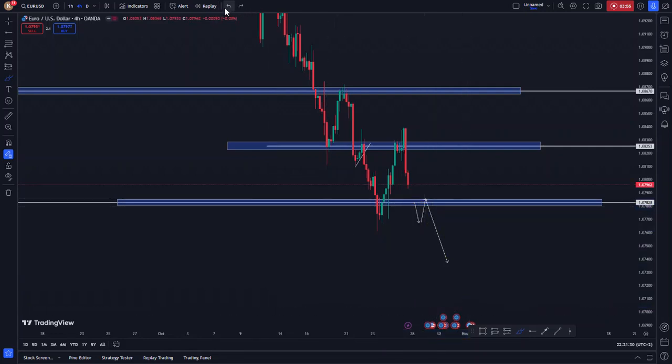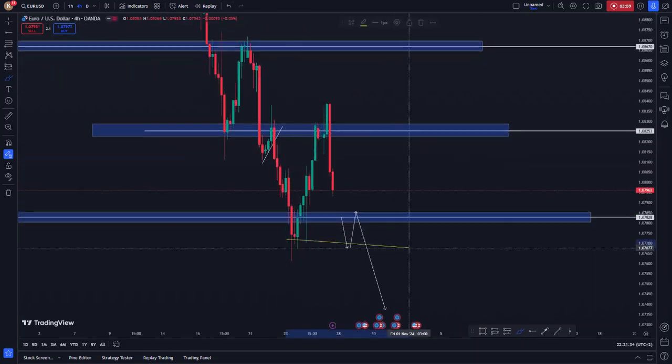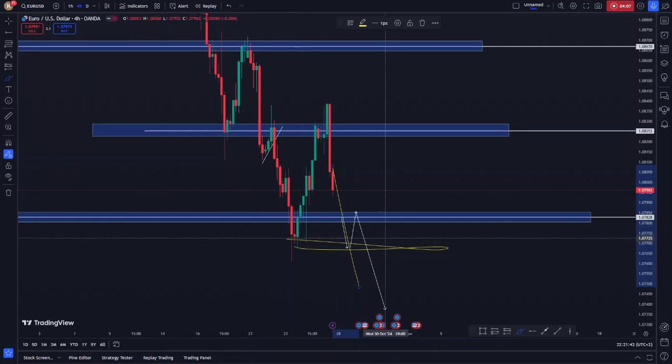And another thing, we have another support level right there. So what we'll want to see is price breaking below that. If price breaks below this low here, this is going to be my first level of resistance that I'll be paying attention to.